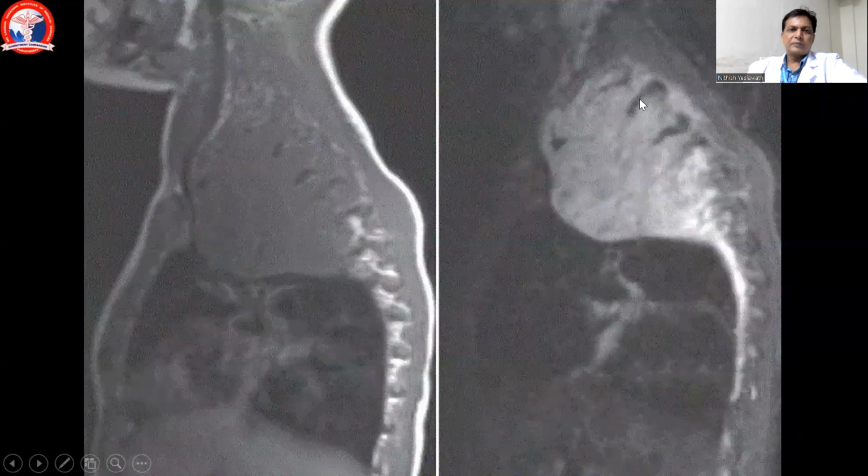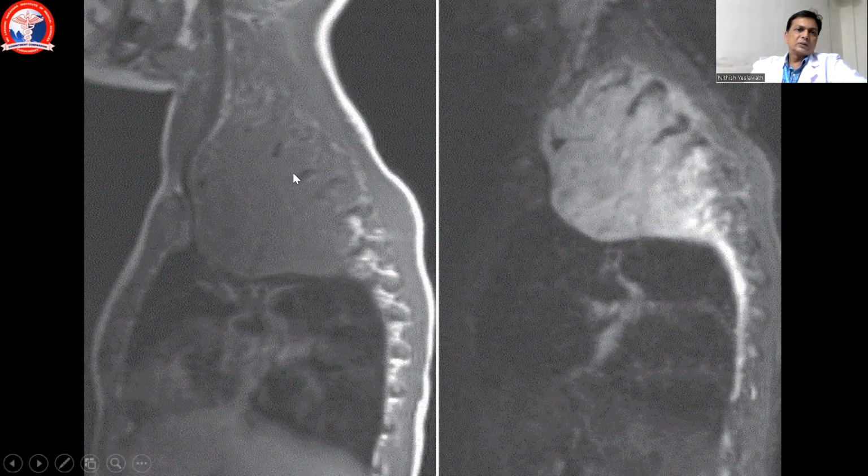Next image we'll see. Again, the same case actually. MRI images. Both the images show a large lesion. The lesion is close to the ribs and it is seen extending in the apical region. This is an inversion recovery image, IR image, it is showing hyperintense appearance. This is again a neurofibroma.